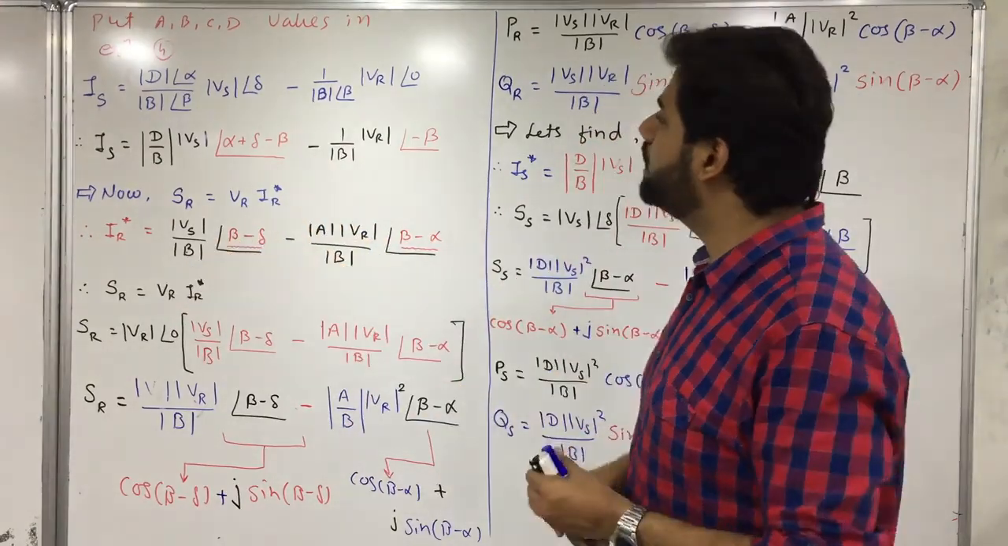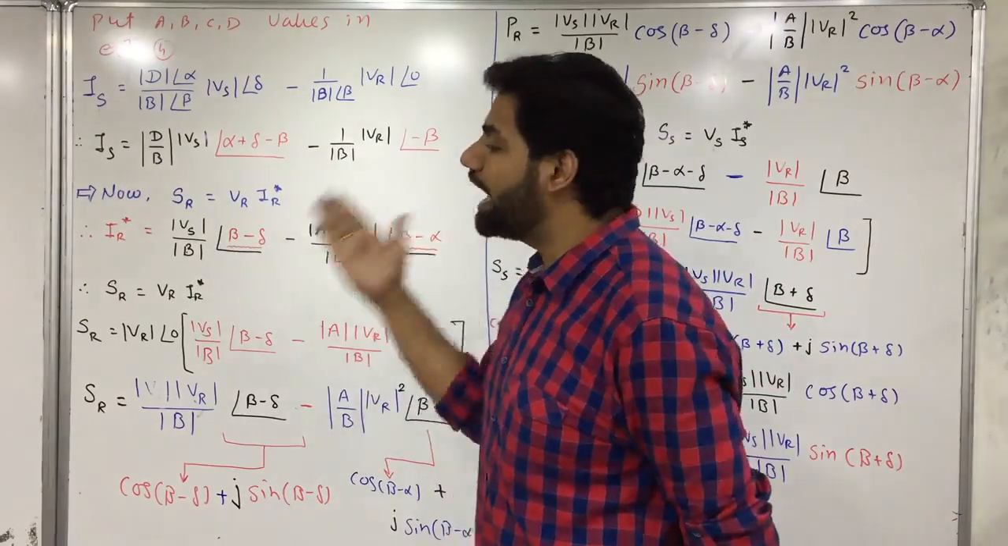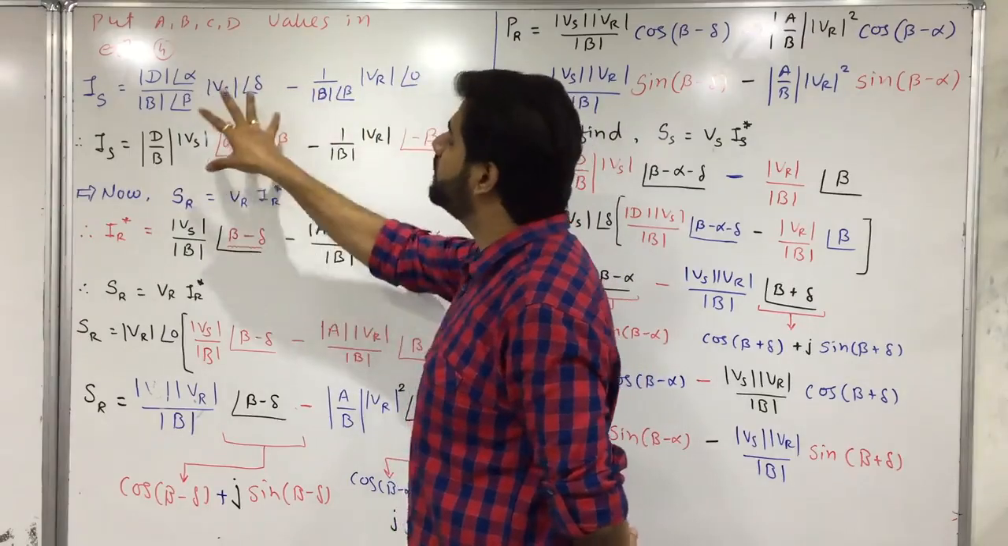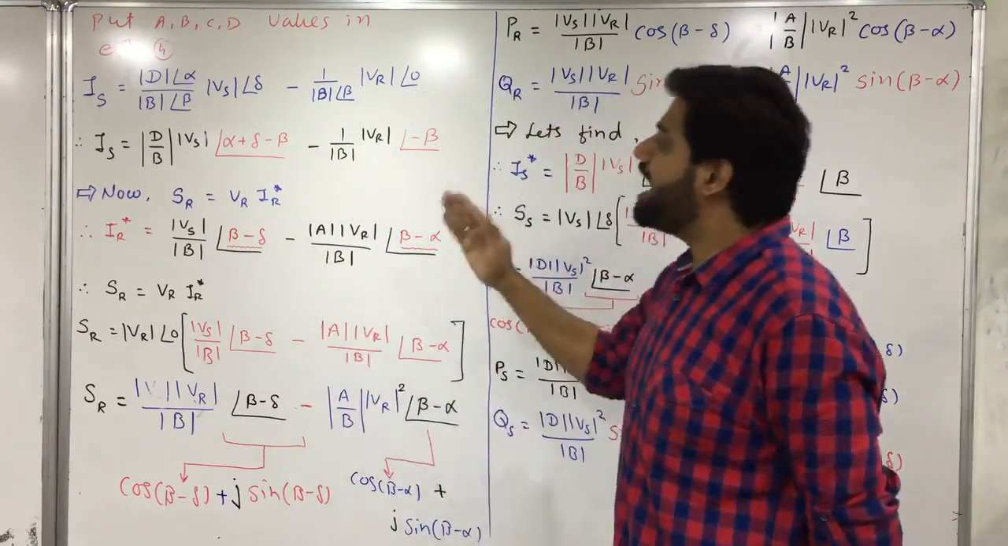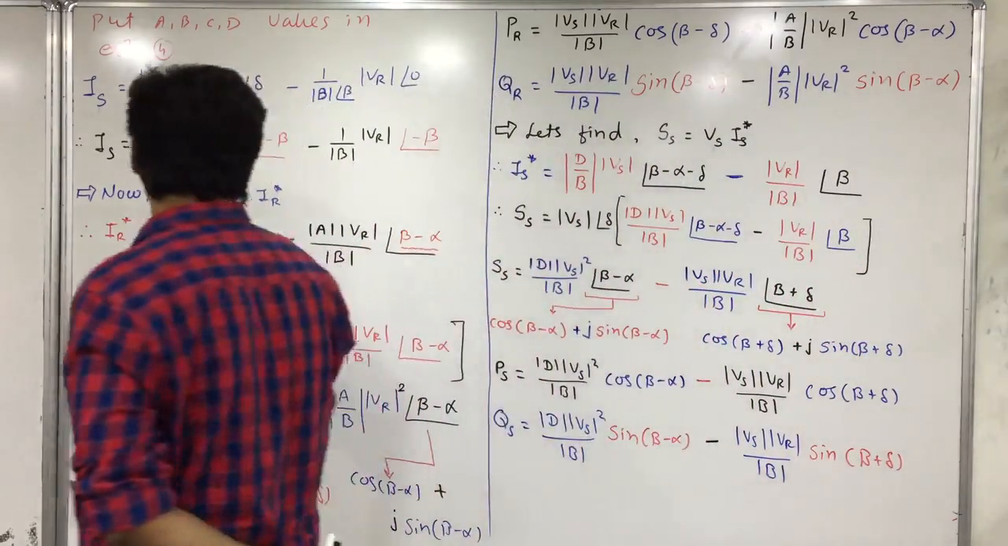So let's begin again. The way I have told you, we have calculated the value of IR. We are going to calculate the value of IS by putting all the different values of A, B, C, D and VS and VR. Fine. Then after we have got the value of IS like this, now we are interested to calculate the sending end power.